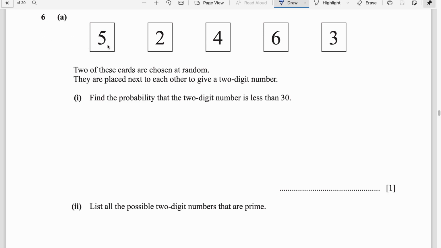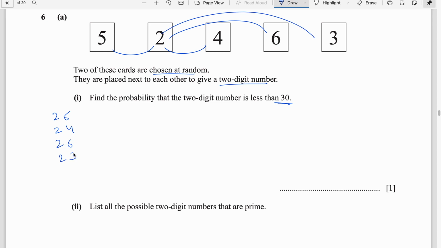Question 6a. Two of these cards are chosen at random. They are placed next to each other to give a 2-digit number. Find the probability that the 2-digit number is less than 30. For it to be less than 30, the first digit should be 2. So 2 with 5, or 2 with 4, or 2 with 6, or 2 with 3. Any other combination would be more than 30. So these are 4 cards.